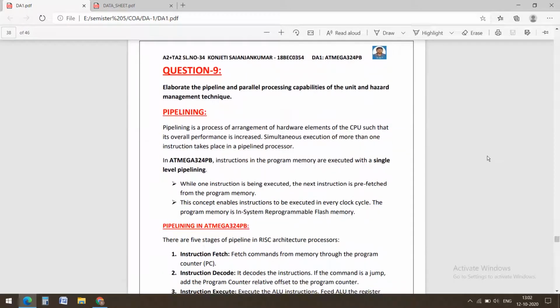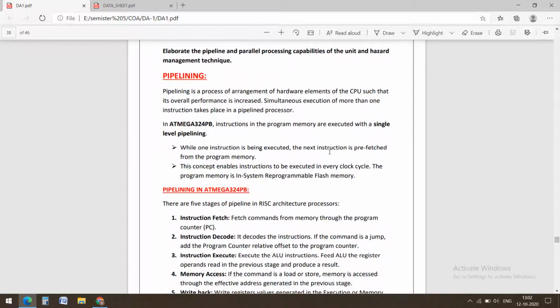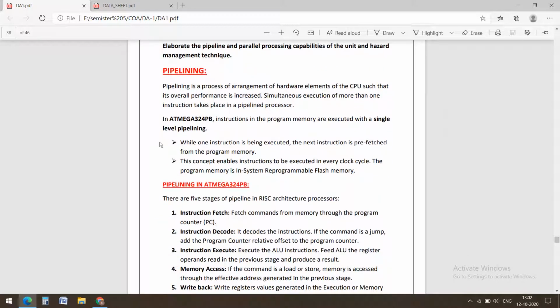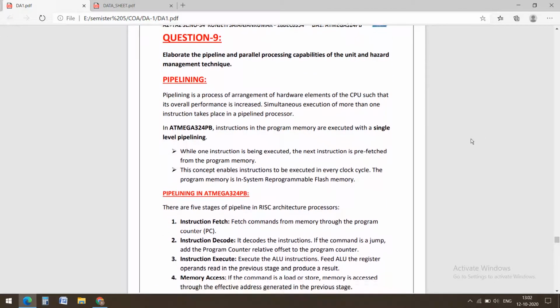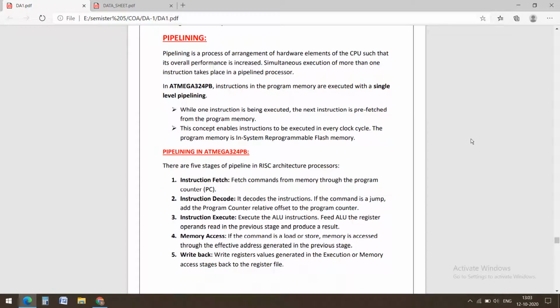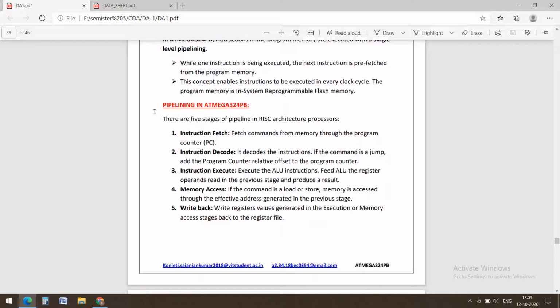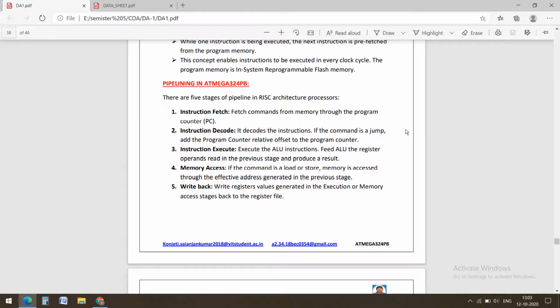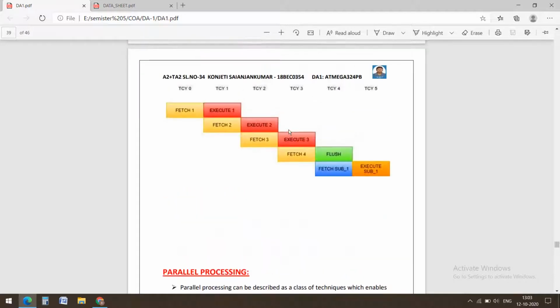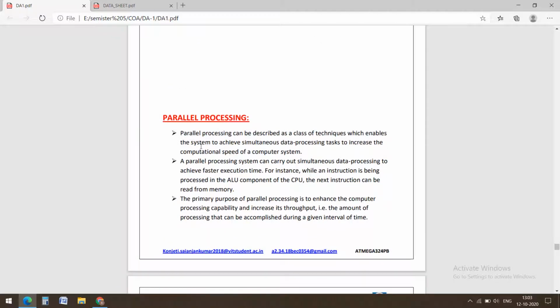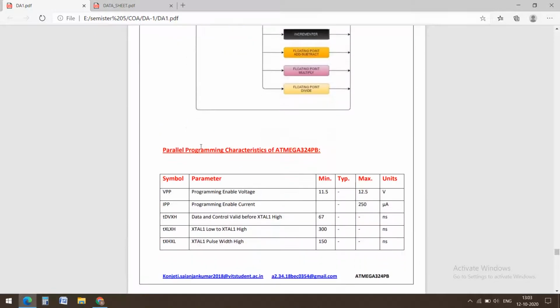data sheet. And then regarding pipelining and parallel processing, it is just mentioned in my datasheet that it uses single level pipelining, and there is no more information related to that. So I have referred to online resources to get the information on single level pipelining. From Tutorialspoint I have fetched the information, the stages involved in that. And this is some basic block diagram I have created in app.diagrams. And regarding parallel processing, it is a flowchart.